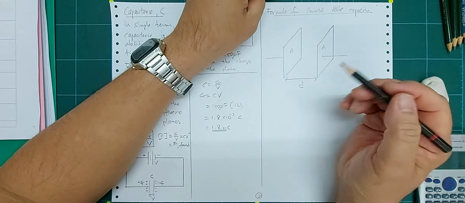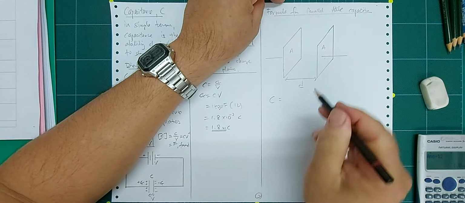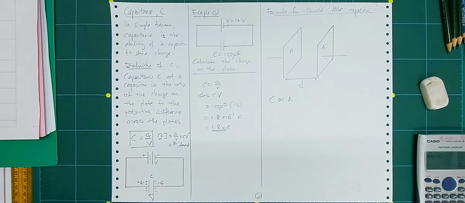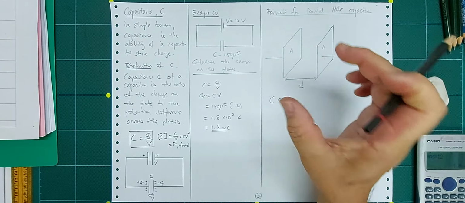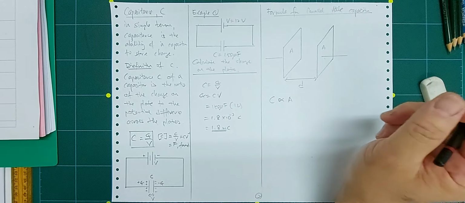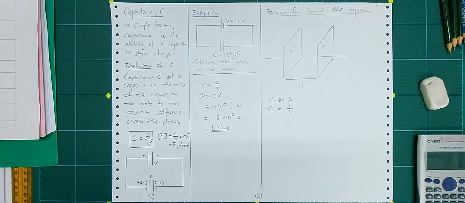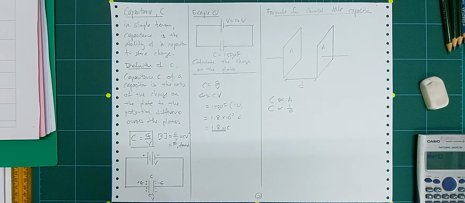So based on the formula, the capacitance is directly proportional to the size of the surface area. The bigger the surface area, the more charge you can store, the more electric field you can set up in between that parallel plate. That's number one. And then it is inversely proportional to D. The closer you can put them together, the stronger is the electric field, and of course the larger is the capacitance.